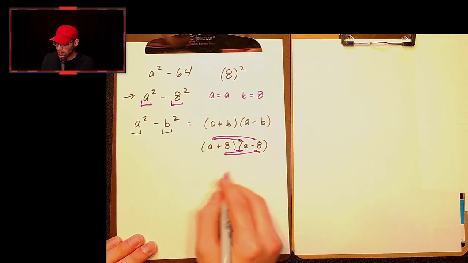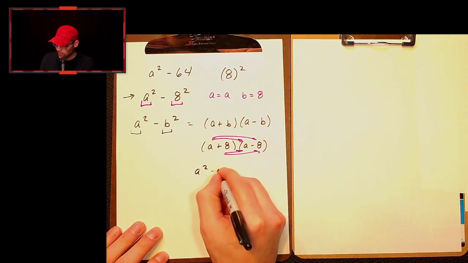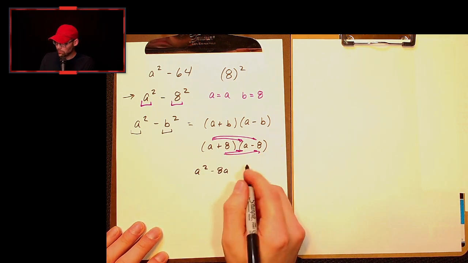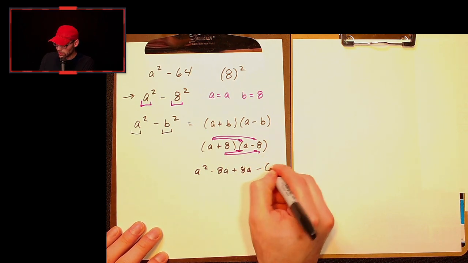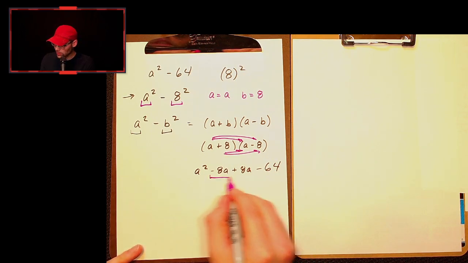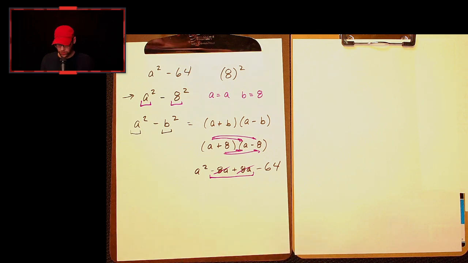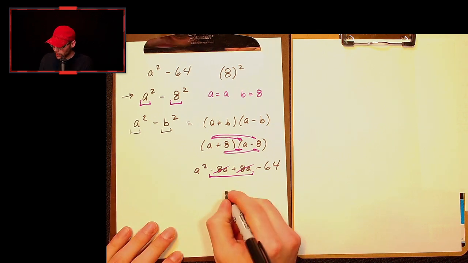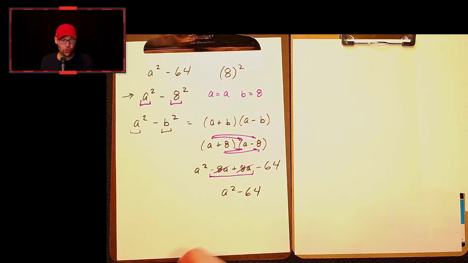What we would see is a times a is going to be a squared. A times negative 8 is negative 8a. 8 times a is going to be positive 8a. 8 times negative 8 is negative 64. And then what we see here is we have like terms in the middle. 8a minus 8a is 0a, or simply just 0. And what we get back is a squared minus 64, which is the original problem.